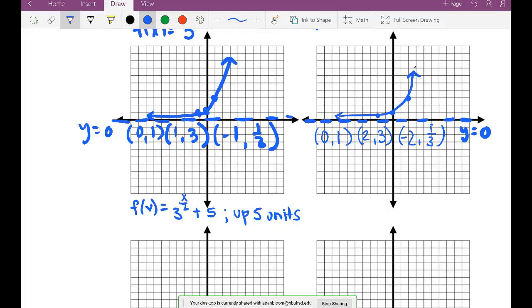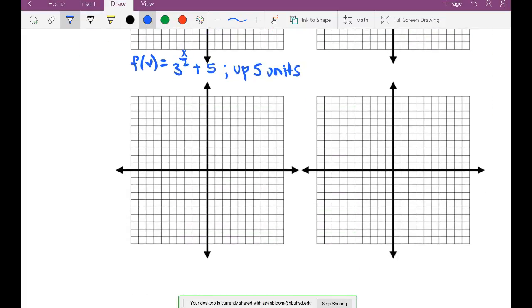Okay. Up 5 units. Am I going too fast? No. Am I going too slow? Yes? Okay. All right, up 5. Let's do the points then. Point number 1. What do you think it is? 0, 6. What are we adding to, x or y? Y. Good. 0, 6. Okay. Next point. 2, 8. Last point. Negative 2 and 5 and 1/3.